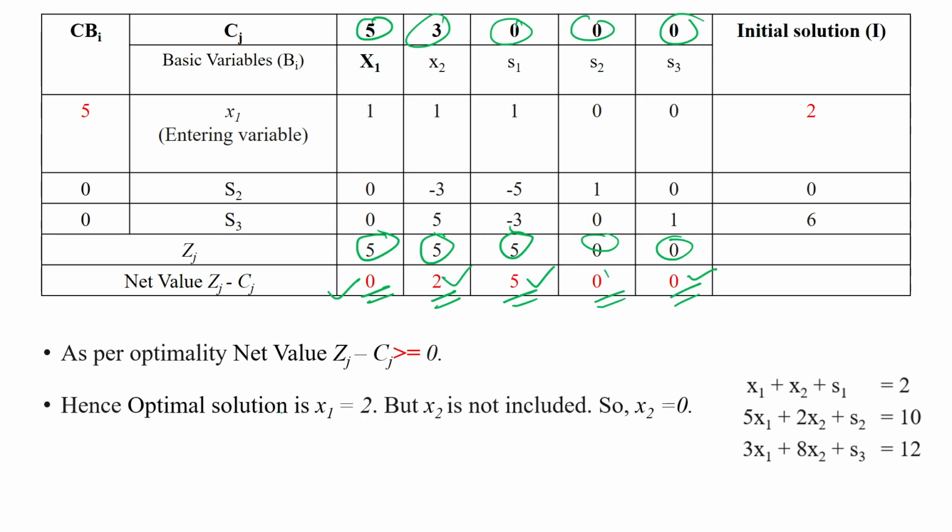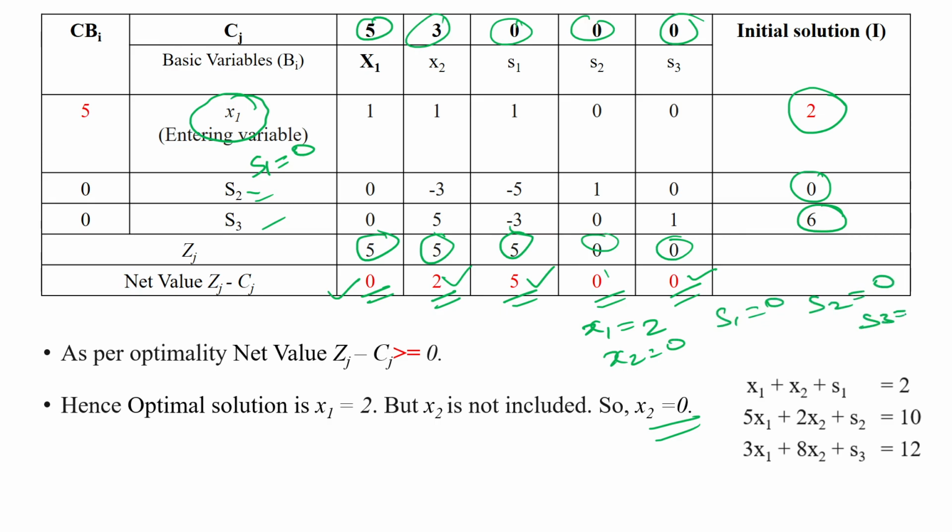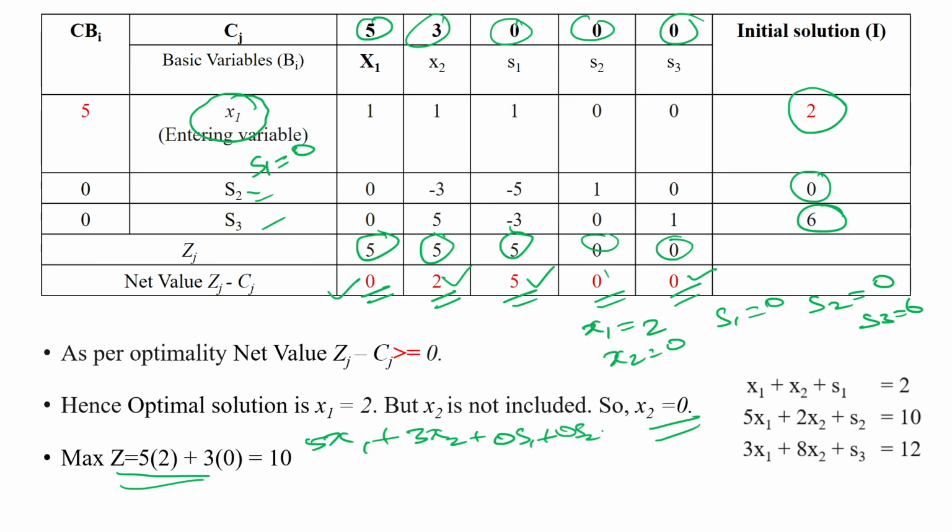As of now, we have to check the solution. x1 is 2, x2 is not available so it becomes 0, S1 is not available so it becomes 0, S2 is 0, and S3 is 6. So x1 is 2, x2 is 0, s1 is 0, s2 is 0, s3 is 6. Now you substitute the values into the maximization function, 5x1 plus 3x2 plus 0 s1 plus 0 s2 plus 0 s3. When you substitute all these values, you will get 10 as the value.